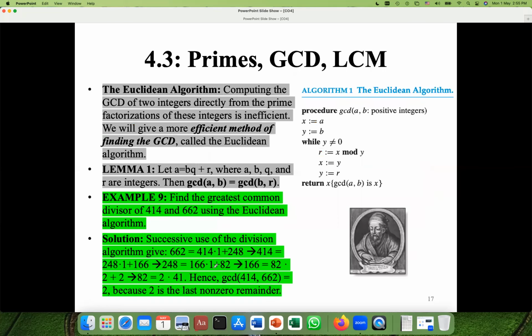Now, we are moving toward an algorithm that is called the Euclidean algorithm.